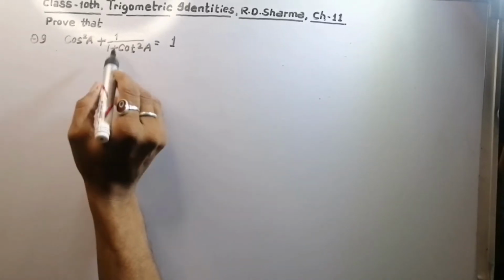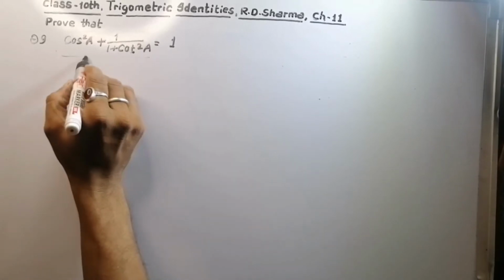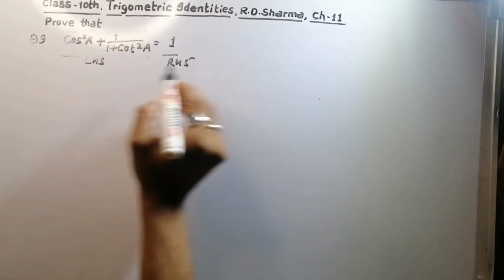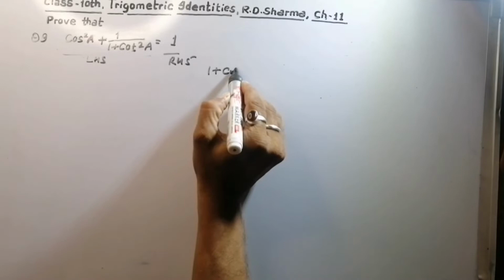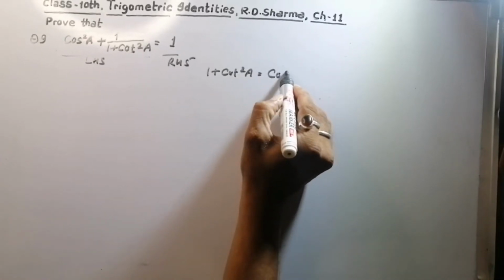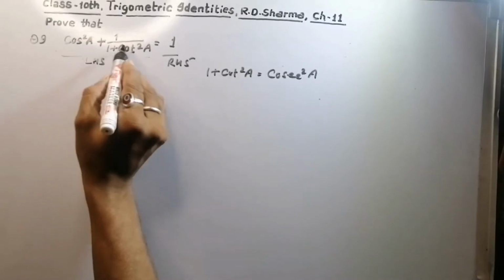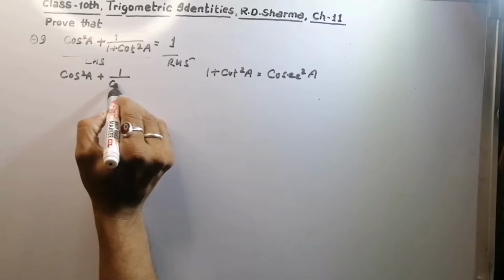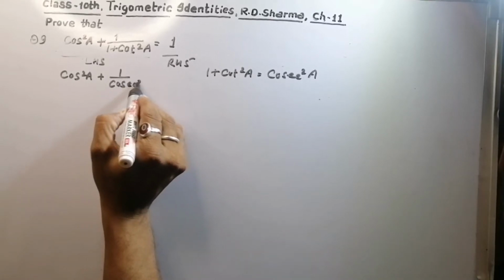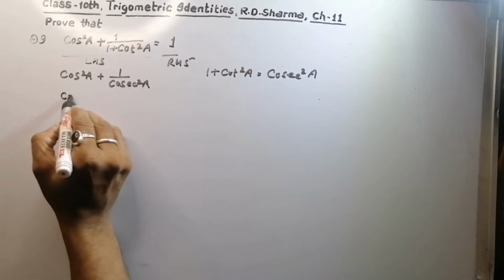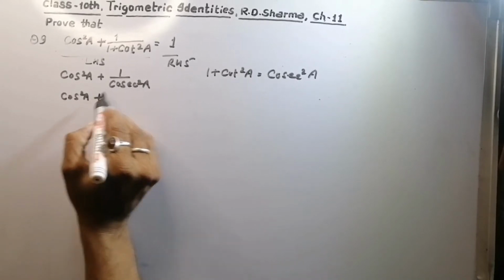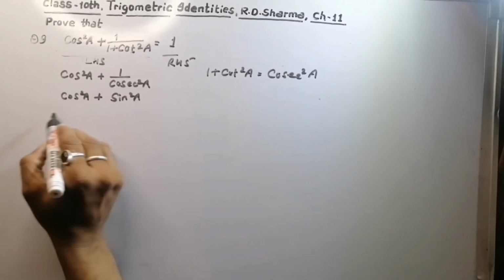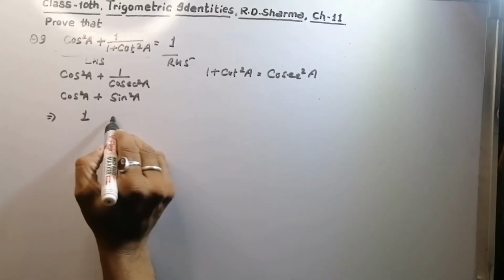Question number 9. cos square theta plus 1 upon cos square theta is equal to 1. It is the left hand side and it is the right hand side. We know that 1 plus cot square theta is equal to cosec square theta. So we can write cos square a plus 1 upon cosec square a. So we can write again cos square a plus 1 upon cosec square a, which means sin square a, and the value of cos square a plus sin square a is equal to 1, which is equal to the right hand side.